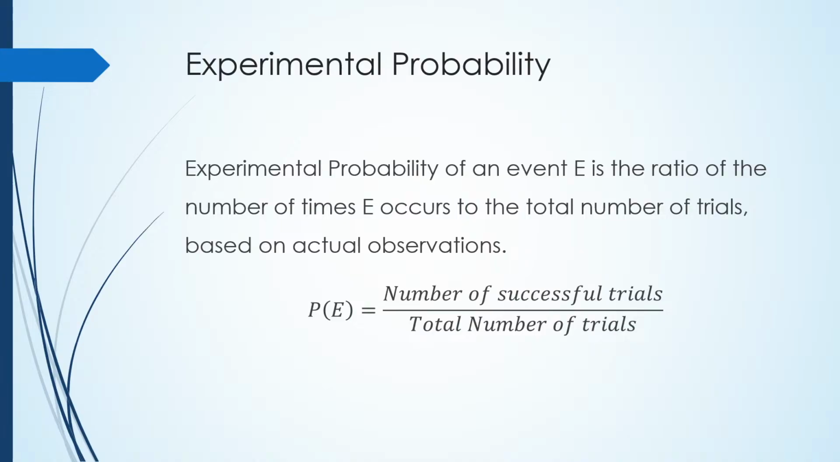And then once you do that, you'd be able to get the fraction of successful trials that you're interested in. So if you're interested in heads, you will find the successful trials for heads and compare it to the total trials that you do, and that will give you the experimental probability. So the simple formula is that you take the number of successful trials in your experiment and your total number of experiments, and that will give you the probability of that event happening.